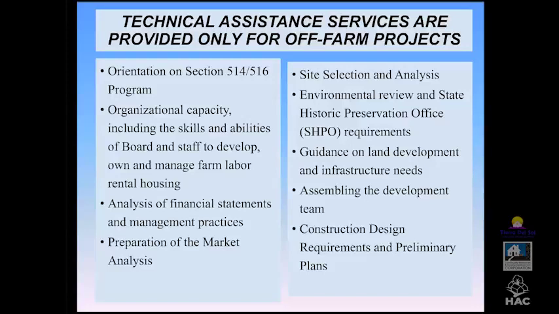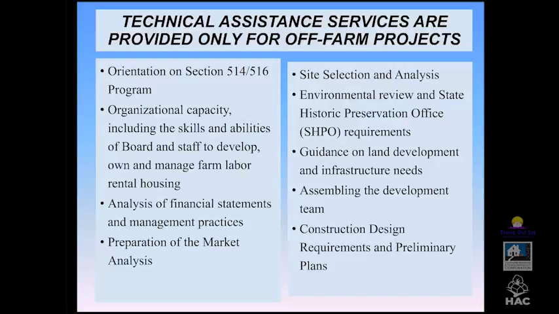So we provide orientation on the program. We review the organizational capacity of each project sponsor, which includes the skills and abilities of board and staff. We also take a look at the articles, bylaws, and nonprofit status, board membership, and any previous development experience. That helps us determine the extent of technical assistance needs.